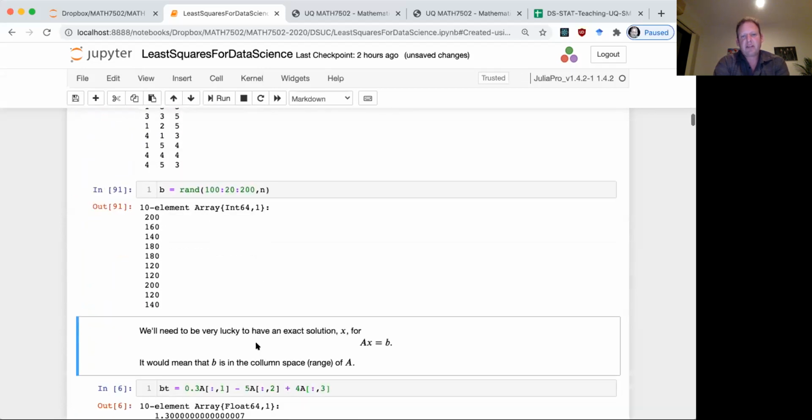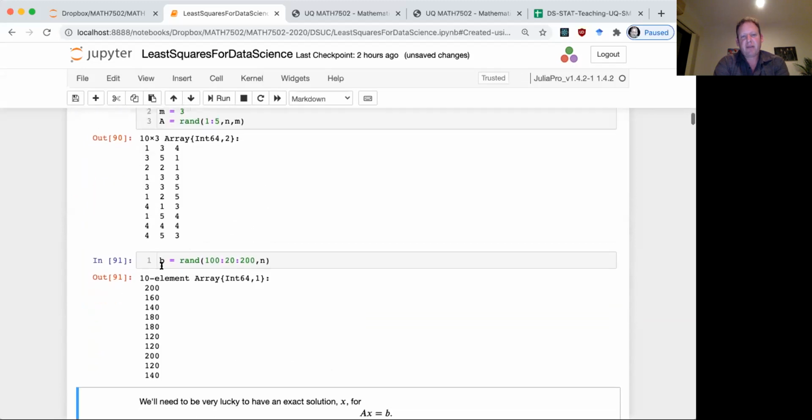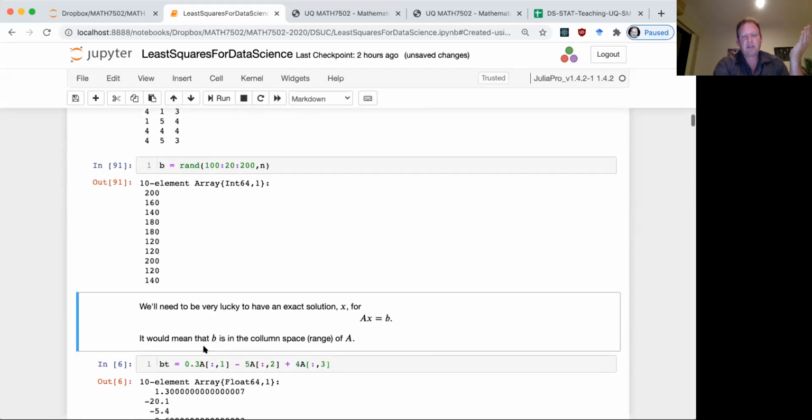So we need to be very lucky for this right-hand side to actually fall in the range, or the column space, of this matrix, right? Because the dimension of this subspace spanned by these columns is 3, but it's living in 10 dimensional space. Okay, so we need to be very lucky. So first, let's just engineer this luckiness.